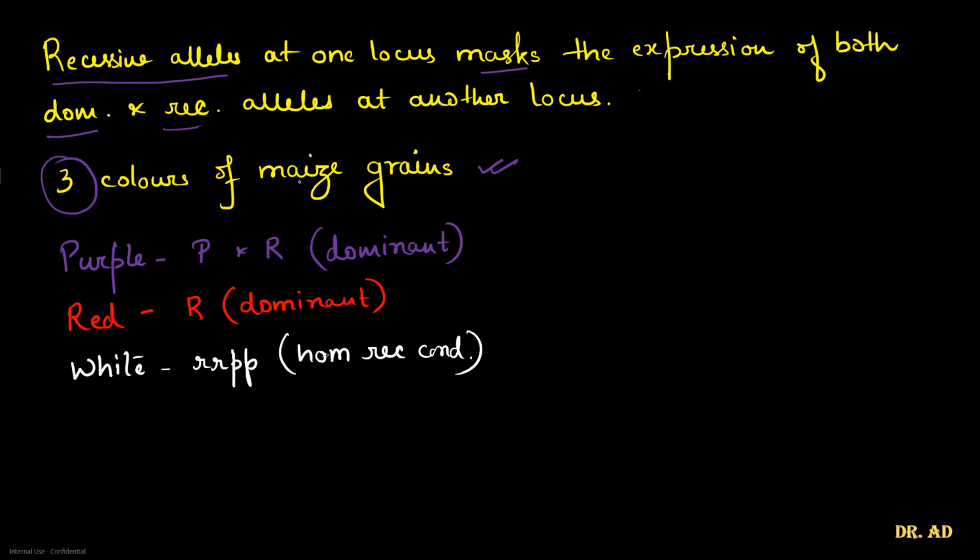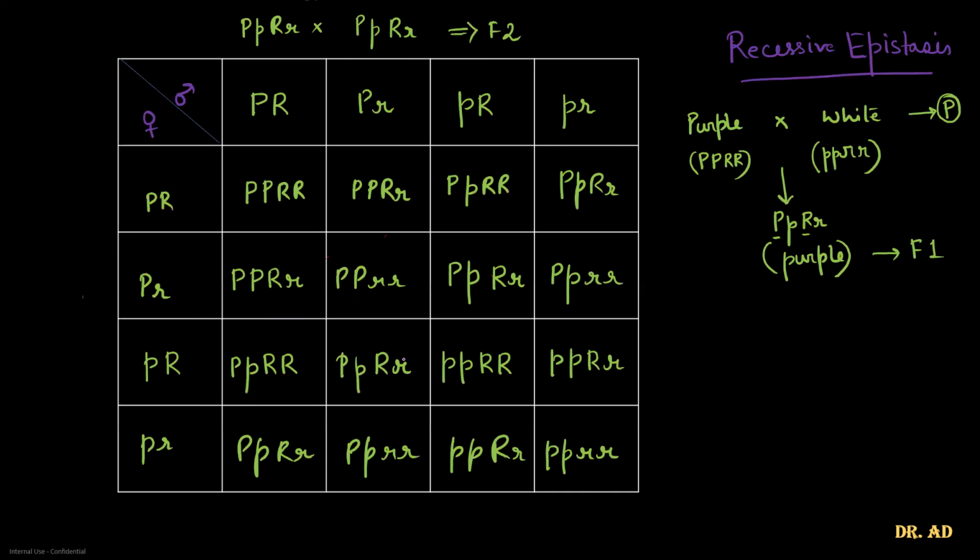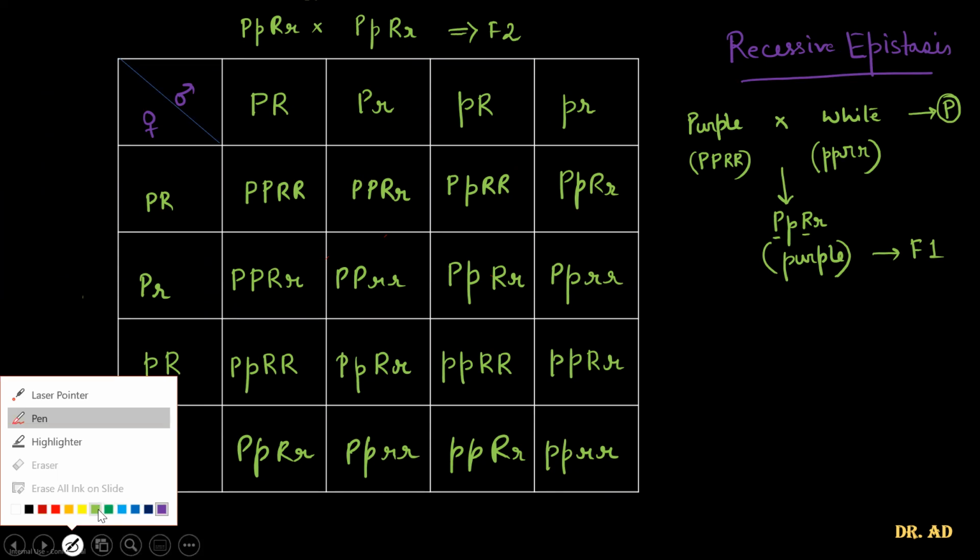Three colors of maize grains are here. Purple color is governed by genes P and R, that is capital P and capital R, dominant. Red color is governed by capital R, that is also dominant. And white is governed by small r, small p, in homozygous recessive condition. Now look here carefully.